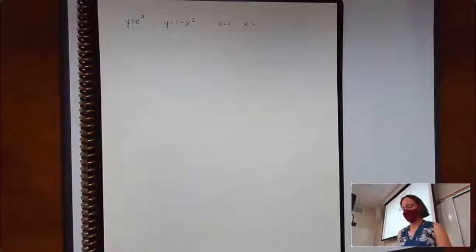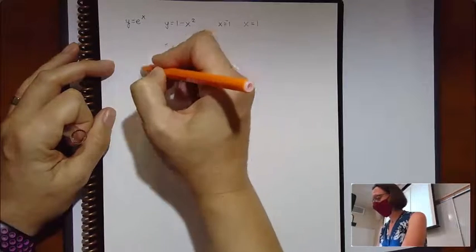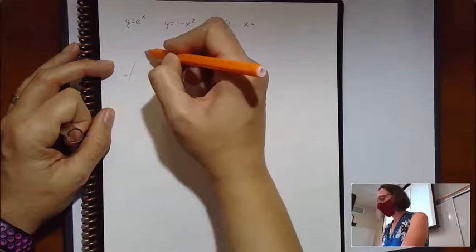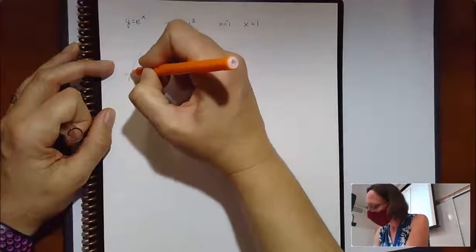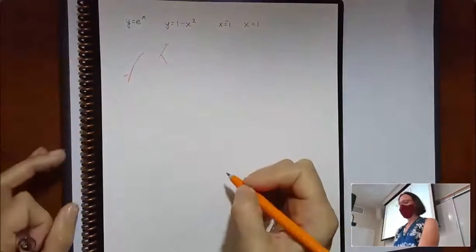And if I had drawn the fake graph, honestly, this is what I would have done. I would have gone e to the x. It looks something like this. That's a parabola. It points down. That's going to look something like this. Oops. And there's my fake graph.